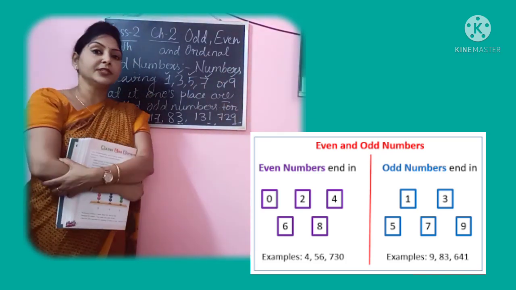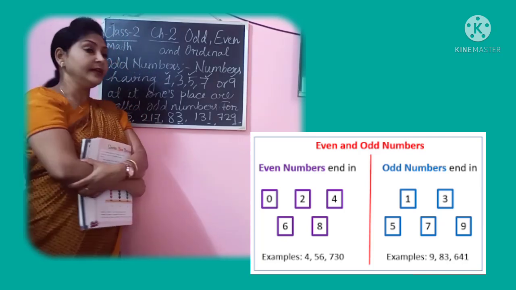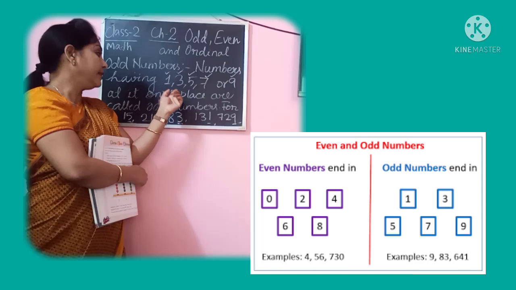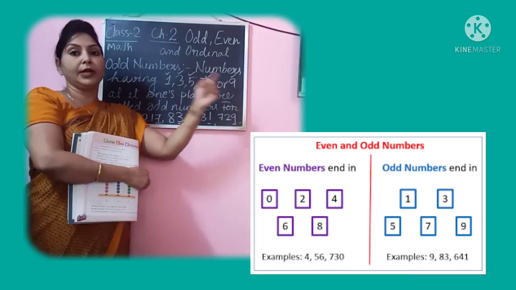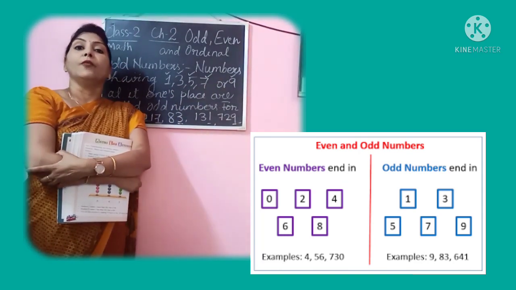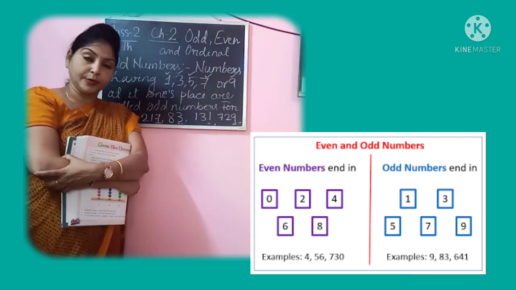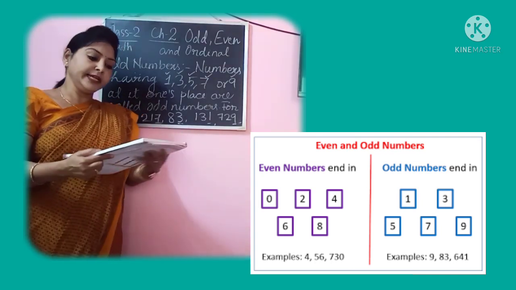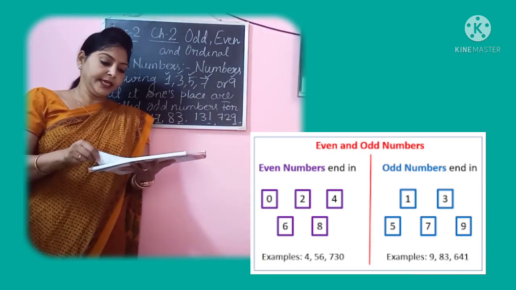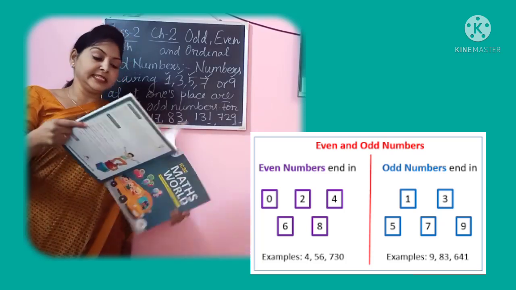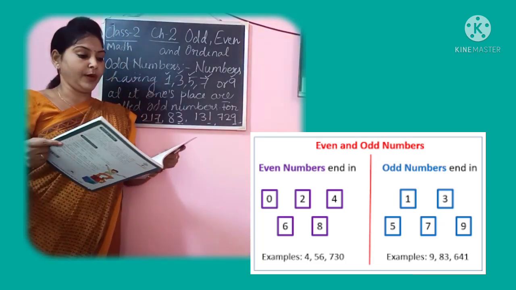So what have we understood? We have understood that any number which will have 1, 3, 5, 7 or 9 in its ones place will be called an odd number. Okay. Now related to this, you will see on page number 36, exercise number 2.1.